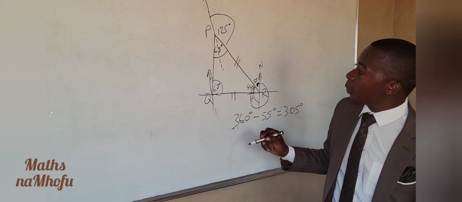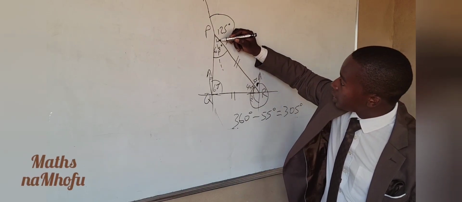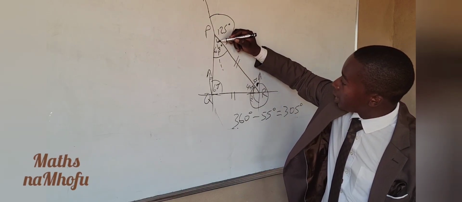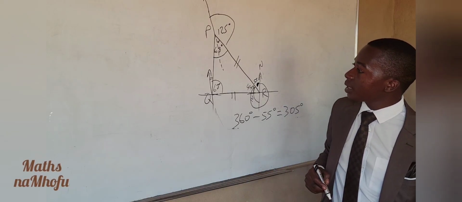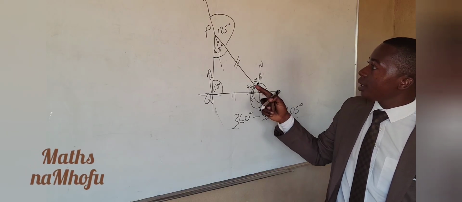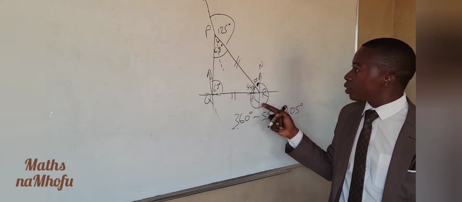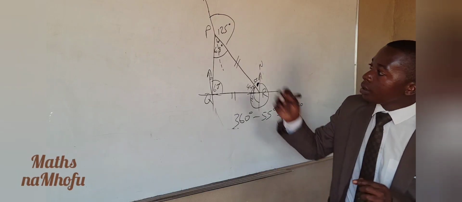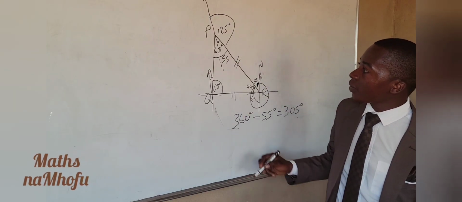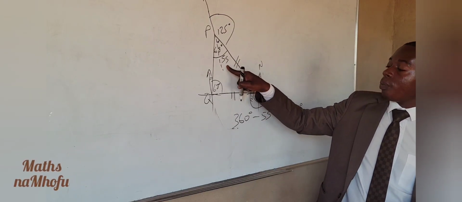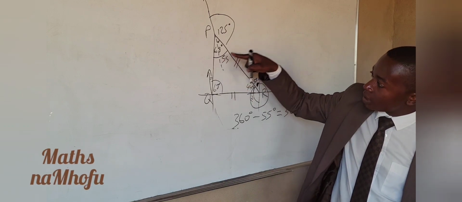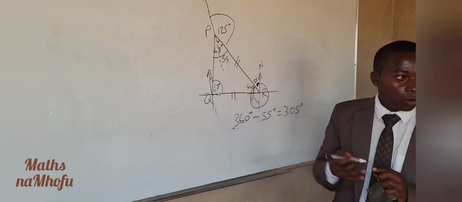Since this is the North Pole, this part we can get it, right? And how can we get it? Because this is 55, using the concept of Z angles, this also will be 55. Why are we trying to get this angle? Because we want to get this angle, since this angle is equal to that angle, you understand?